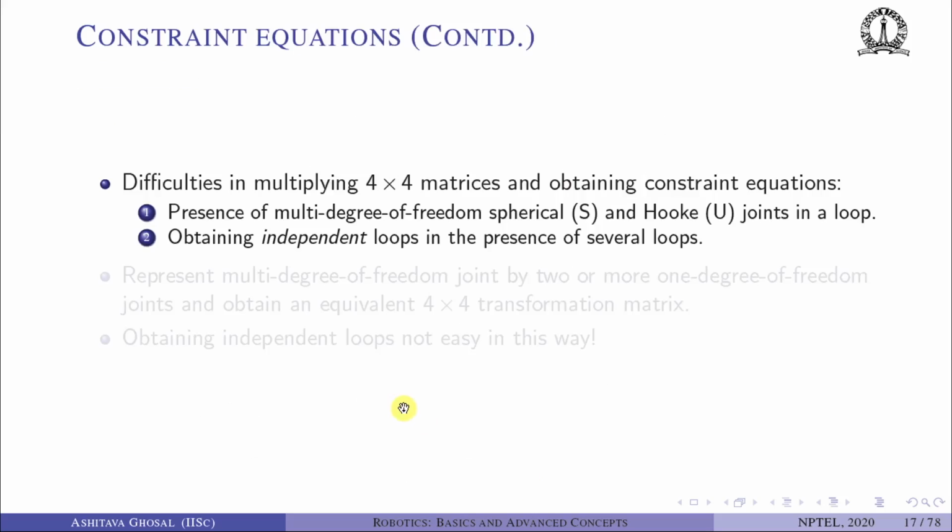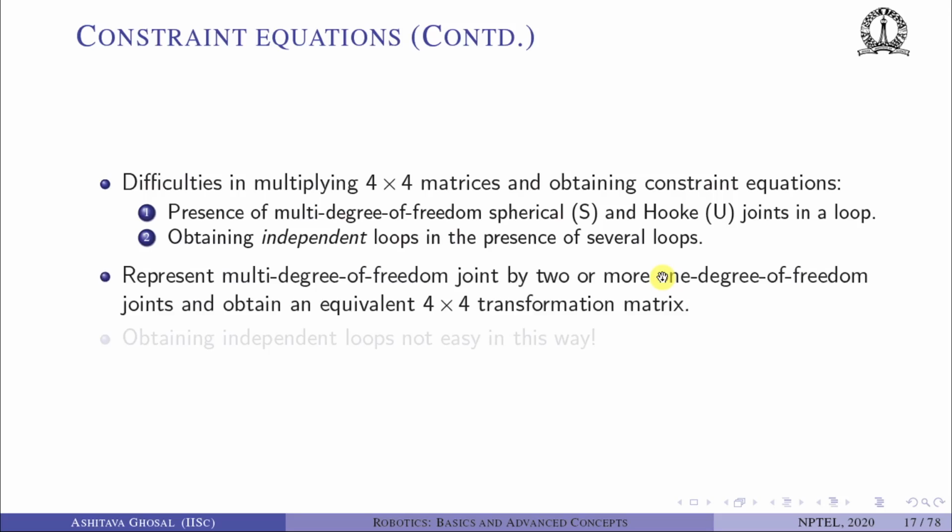Okay. So let's see what we have done. We have done the DH parameters for one loop. We have obtained the 4x4 transformation matrices, and now we have obtained the constraint equation based on the geometry. In a general or complicated parallel robot, we can also have multi-degree of freedom spherical and hook joint, U joint. Okay, and more importantly, it is sort of hard to obtain which are the independent loops in the presence of several loops. In the case of a 4-bar, there is exactly one loop.